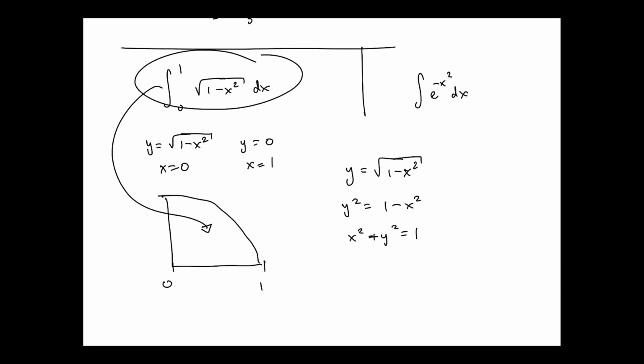No, because what is it? Yeah, what's the area of a circle? Pi r squared. What's the radius here? 1. So, and we've got a quarter of it, so the area is just 1/4 pi. Done.